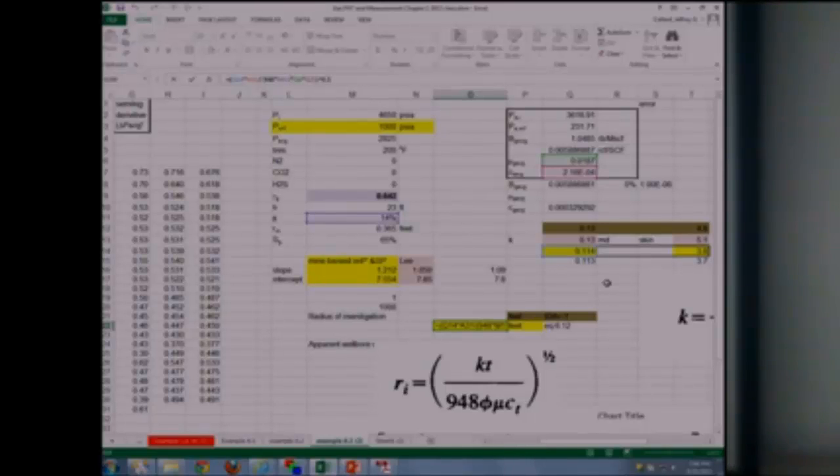You're so close to the same answer, but when you start looking at the intercept of the wrong straight line, it has a bigger effect on skin. It actually doesn't have a bigger effect on perm, because you're going to take the square root of perm. So you reduce the error when you're calculating the radius of investigation.